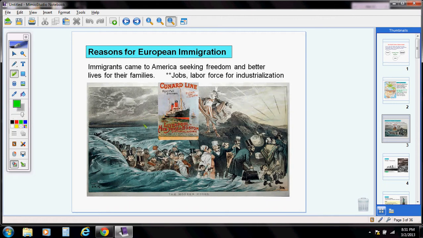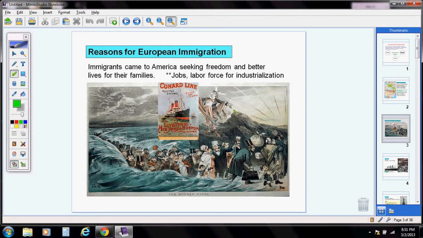This is a great photo showing the escape from Europe, from intolerance, from oppression. There's the Kaiser, war clouds forming for the World War I era coming. And then, of course, they're all coming to America, the modern Moses being Uncle Sam, parting the waters, coming to the land of opportunity.